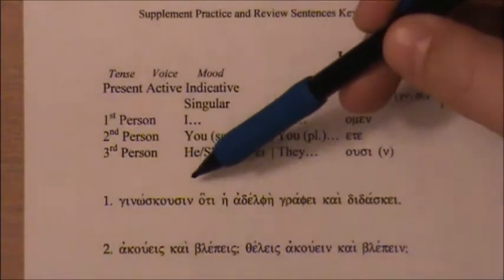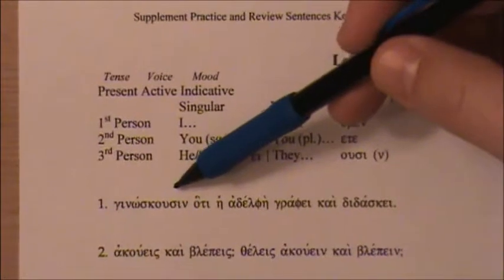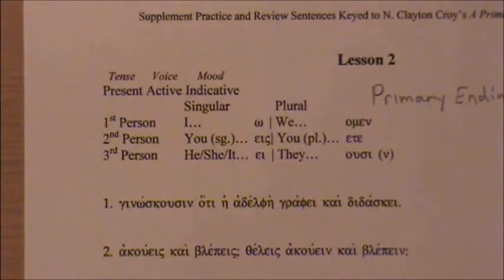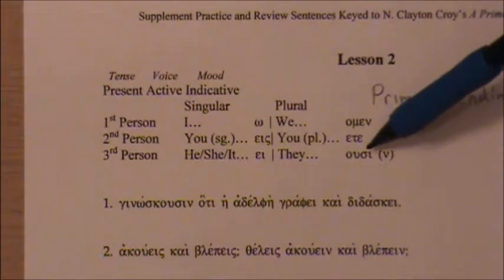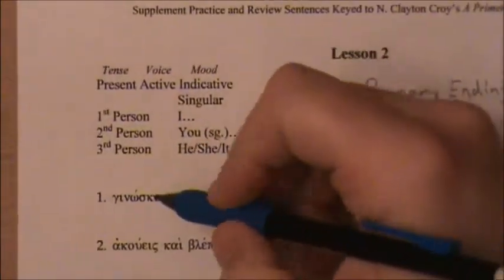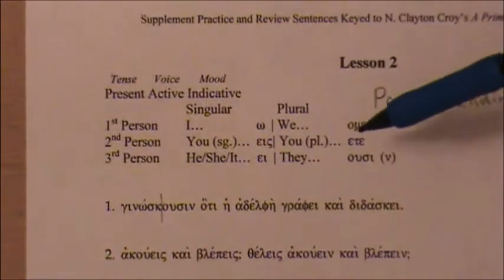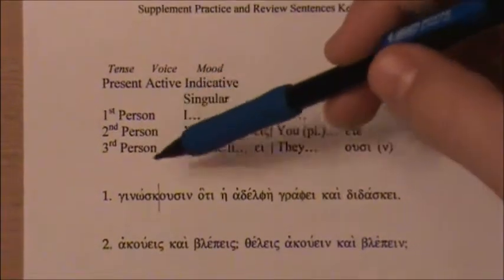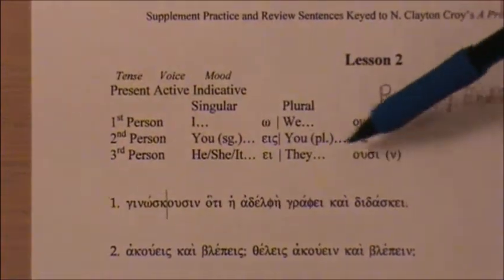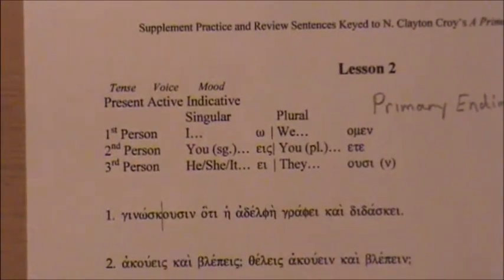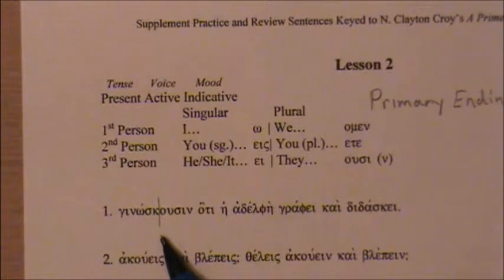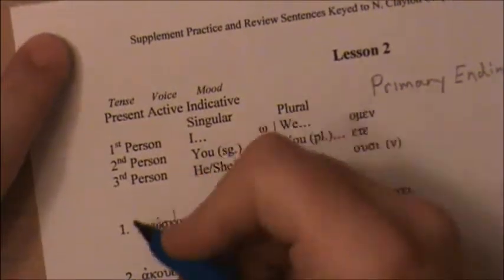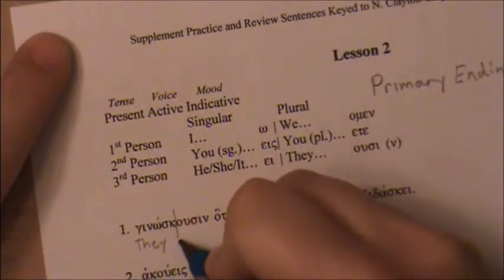So, ginoskousin, we have a stem and we have an ending. So, if we go through our paradigm here, o, eis, ei, omen, ete, ousi. Okay, so ousi, got that right here. We know it is present active indicative because that's all we have so far. And then we know it is third person plural. So they what? Well, ginosko is I know. So ginoskousin will be they know. So I'll put they know.